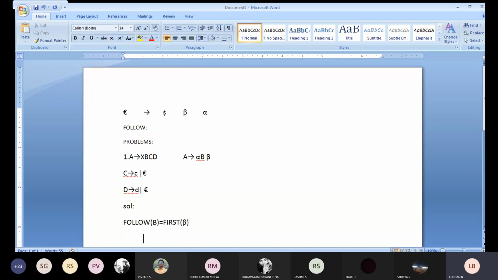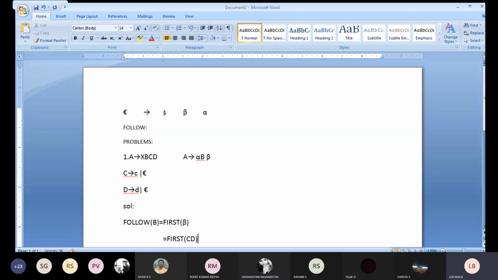Can anyone tell me what beta value you got from the question? Compare it. Alpha is your X value. B is nothing but we are going to retain the B value. What about the beta value? Beta value is your CD, yes. So I'm correct. First of CD I'm going to take.